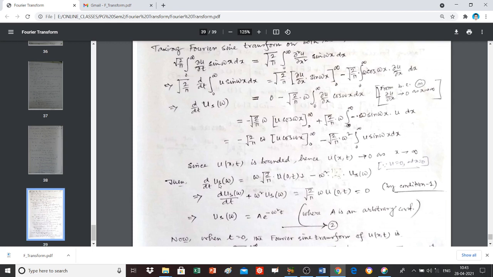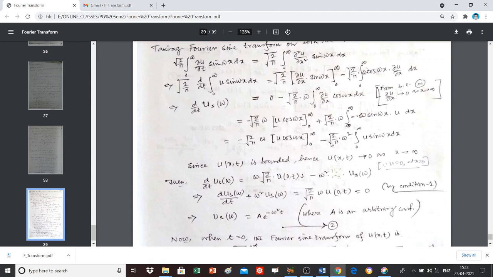So as x tends to infinity, u(x,t) tends to 0, and in that case the left hand side is d/dt of u_s(omega), that is equal to, from the first term when x tends to infinity, u should be 0 according to this condition. So this term will provide you 0 result when x is equal to infinity. But when x is equal to 0, this u will provide you the value u(0,t), and this cos omega x, that means cos 0, will provide you 1. So this negative sign is here, and for the lower limit another negative sign will come, so they will provide you positive sign. So square root 2 by pi, then omega, after that u(0,t) into 1. Okay, from the first term you will have this.